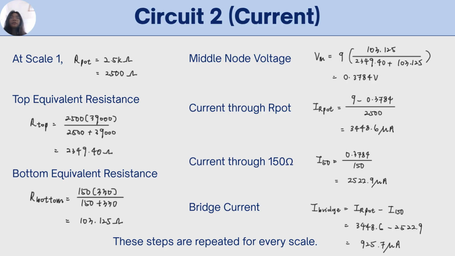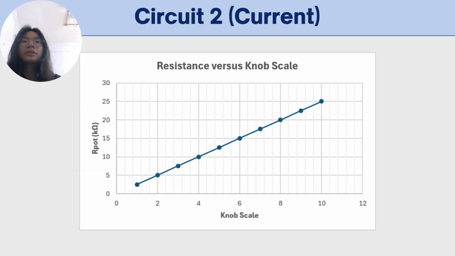And the bridge current is equal to the current of R port minus the current through the 150 ohm resistor. And it is equal to 925.7 microampere. These steps are repeated for each scale, from 2 to 10. This shows the resistance versus knob scale graph. The knob scale I increased by 1 and the R port I increased by 2.5 kilo ohm for each scale.